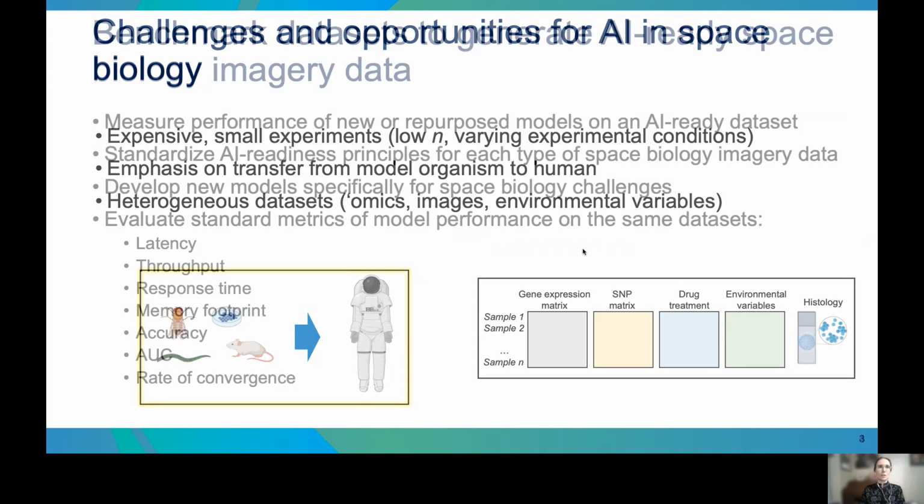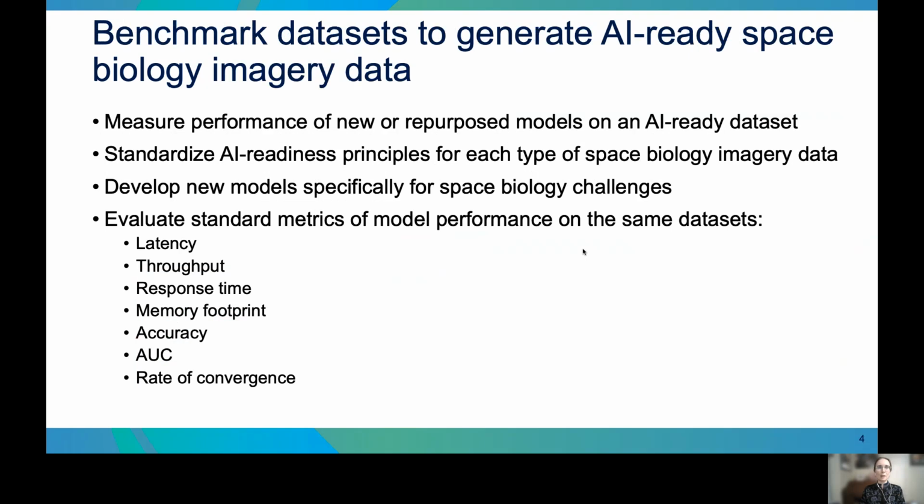That brings me to the need to generate benchmark data sets so that we have AI-ready space biology imagery data to benchmark and train new models. This will allow us to measure the performance of new models or models that we repurpose from other domains, and we already have an AI-ready data set ready to go for these trainings. This will also allow us to standardize AI readiness principles for each type of space biology imagery data so that all data sets are formatted and labeled the same way. This will allow us to develop new models specifically for space biology challenges and then evaluate standard metrics of model performance on the same data sets every time.